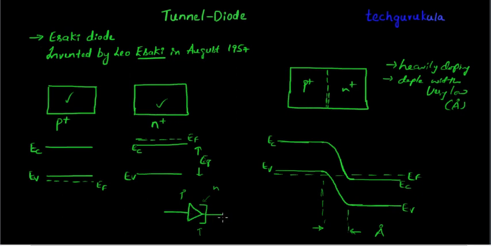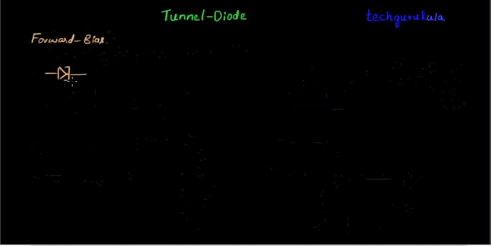Let us see how this tunnel diode behaves in forward bias. Forward bias is when you apply a positive potential to the P side material and a negative potential to the N side material. Now let us look at when the forward bias voltage is 0 volts. How does the energy band diagram look, and what will be the current flowing through this tunnel diode?